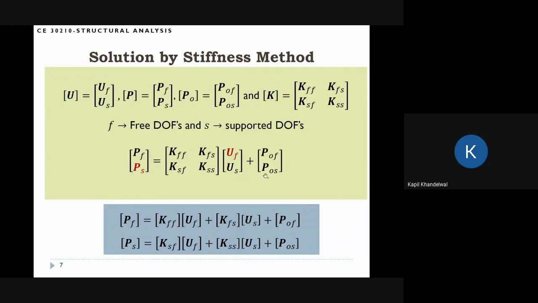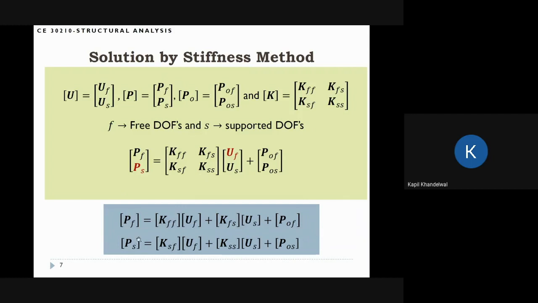The strategy is we write down these two equations. The first equation is PF is equal to KFF UF plus KFS US plus P0F. So this is our first equation. The second equation comes from the second block here: PS is equal to KSF UF plus KSS US plus P0S. So there are two equations written in block matrix form. The idea here is we first solve for UF, and then we go ahead and solve for PS.